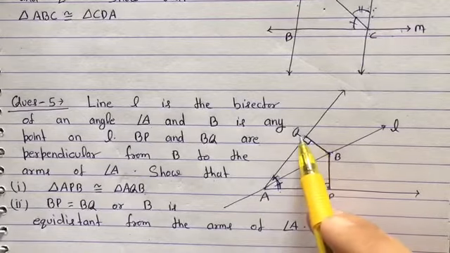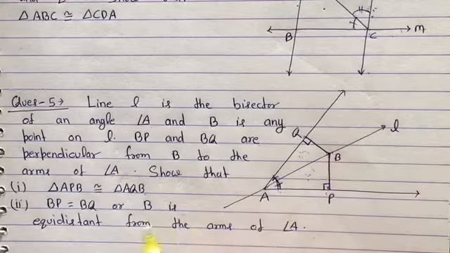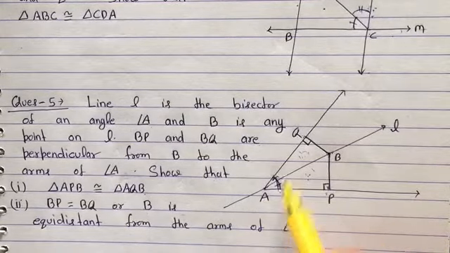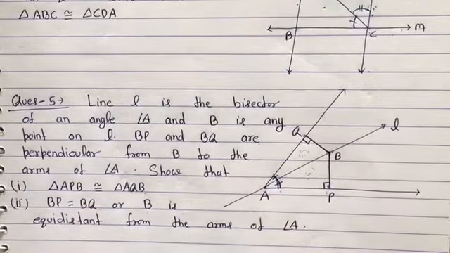And if BP is equal to BQ, then what can we say? B is equidistant from the arms of angle A. The arms of angle A, what will it be from them? It will be equal. So I think question 5 is also clear to you.